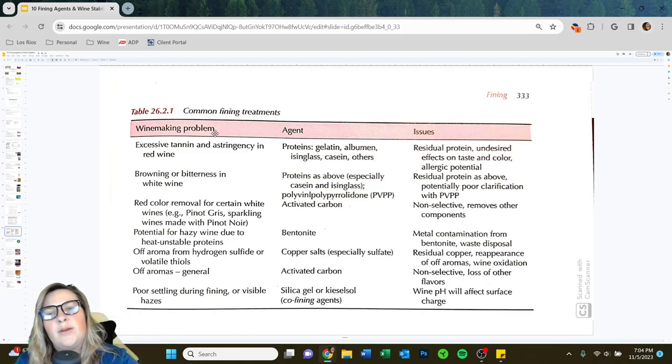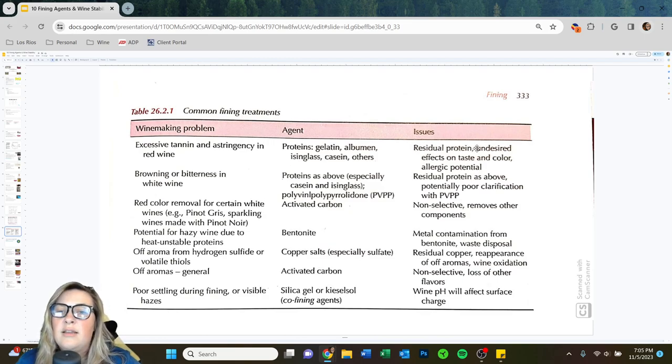And it talks about fining agents, but it talks about what issues may arise if you add too much. So here's the winemaking problem, say excessive tannin and astringency in red wine. So the agent you'd want to use are proteins. So gelatin, albumin, isinglass, casein, and others, right? So here are the issues that come with adding an excess, or adding too much.